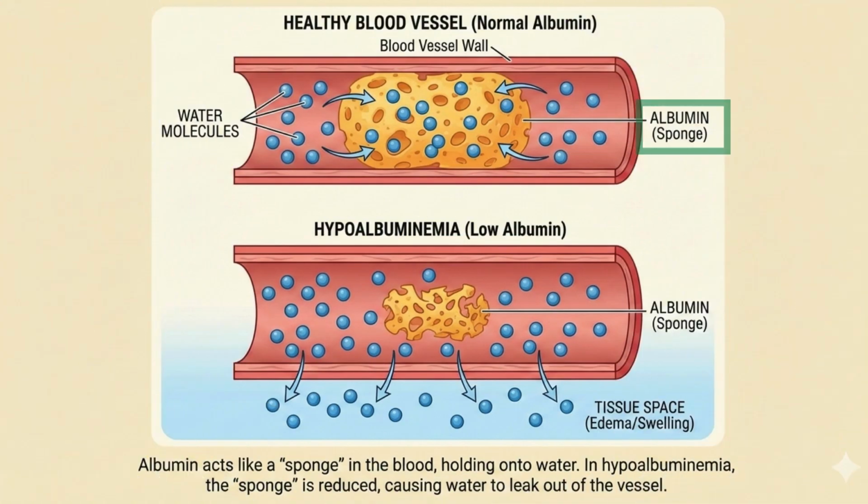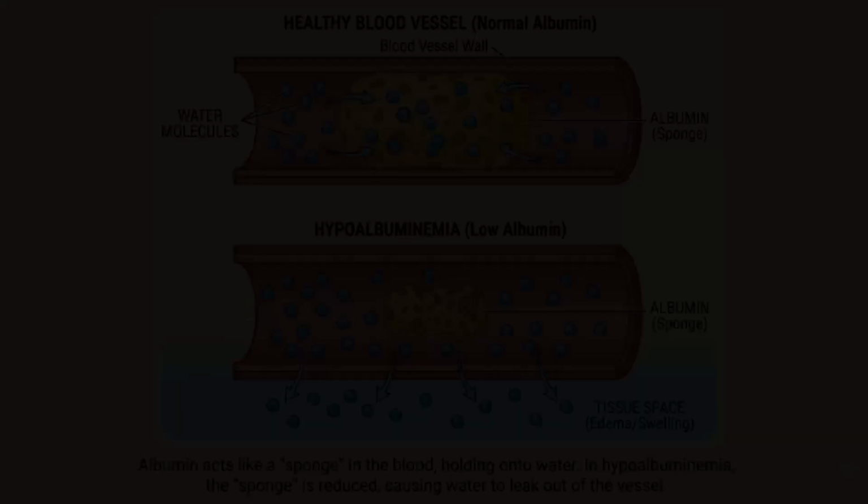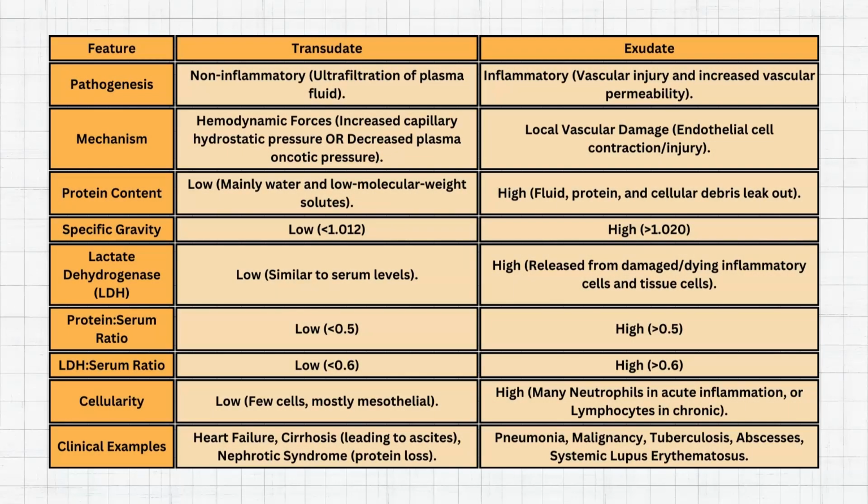Think of albumin as a sponge inside the blood vessel holding on to water. If you lose the sponge, as it happens in hypoalbuminemia, water leaks out. Go through this table to understand the differences between Transudate and Exudate.